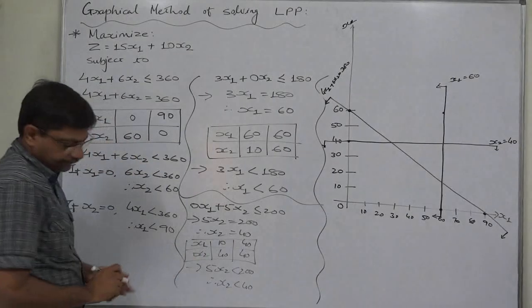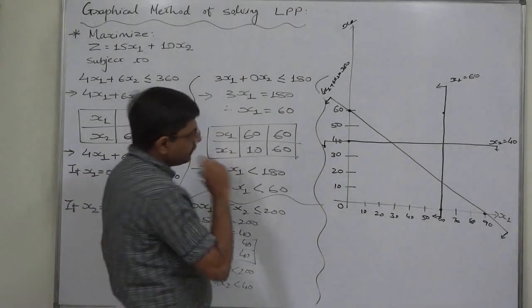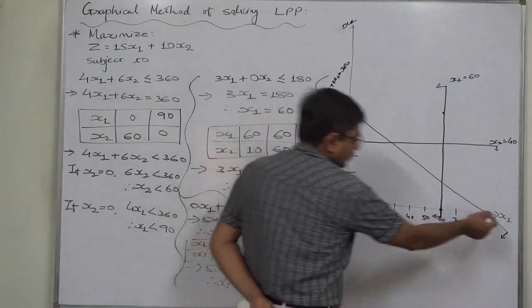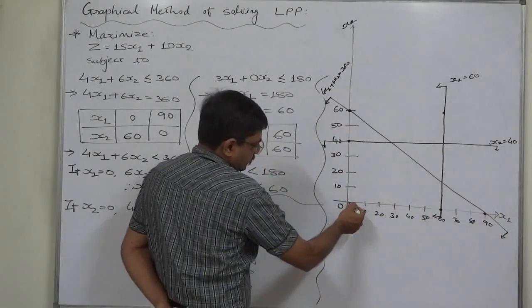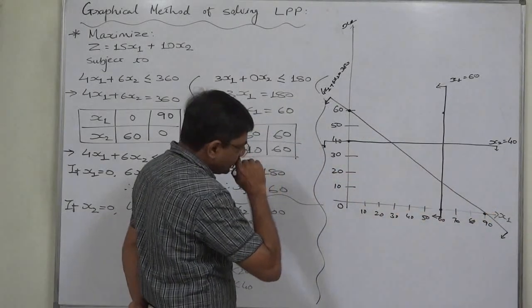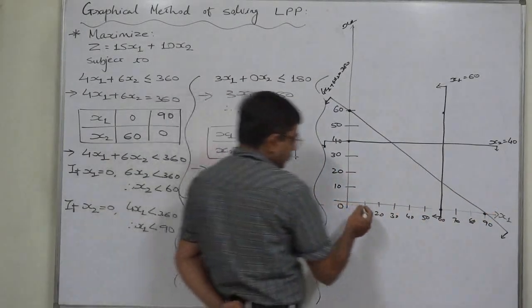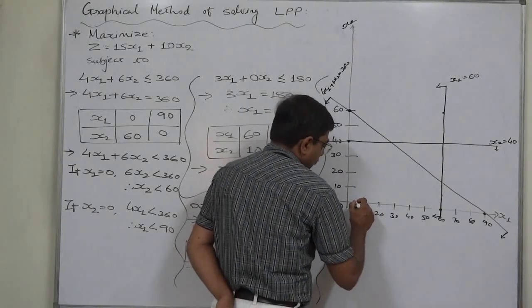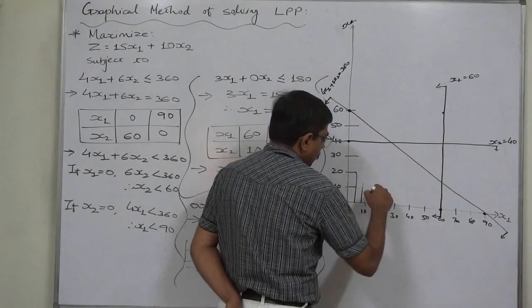Okay, now we know that x2 equals 0 and x1 equals so and so. So this is x2 0 or more.